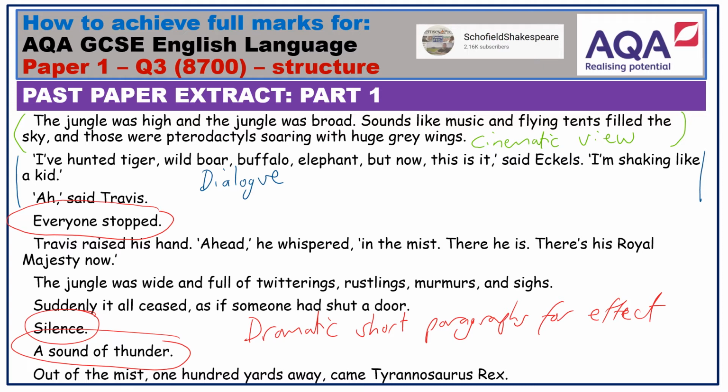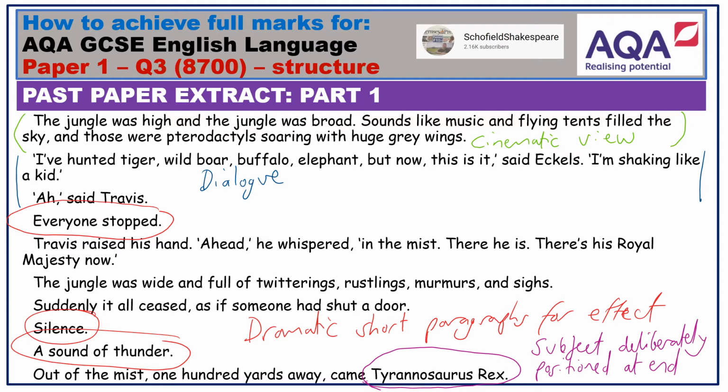But note how the final sentence on screen now is structured. In a majority of sentences, the subject will be positioned at the beginning. However, here, the subject, the Tyrannosaurus Rex, is positioned as the final words of the sentence. The effect of this is that excitement builds up through the sentence before we finally learn that the most terrifying, dangerous dinosaur is indeed approaching.